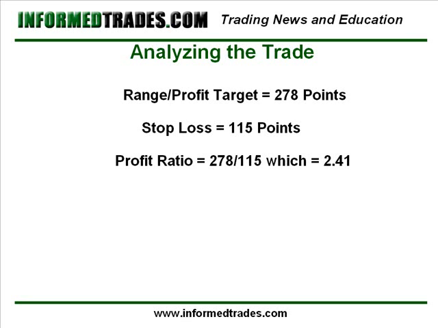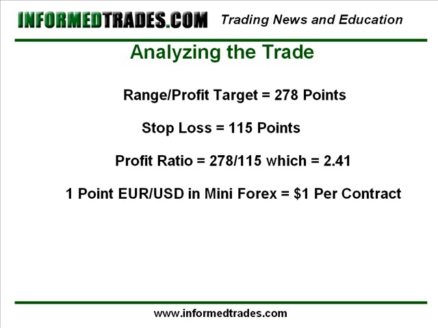So this is a good thing from a profit ratio standpoint because we're over 2 here. We have a chance to earn more than double what we're going to lose, not including slippage and commission, which we'll leave out for simplicity right now. A 1 point move on the euro dollar mini forex contract is $1 per contract. So at 115 points, the stop loss in dollars per contract would be $115.